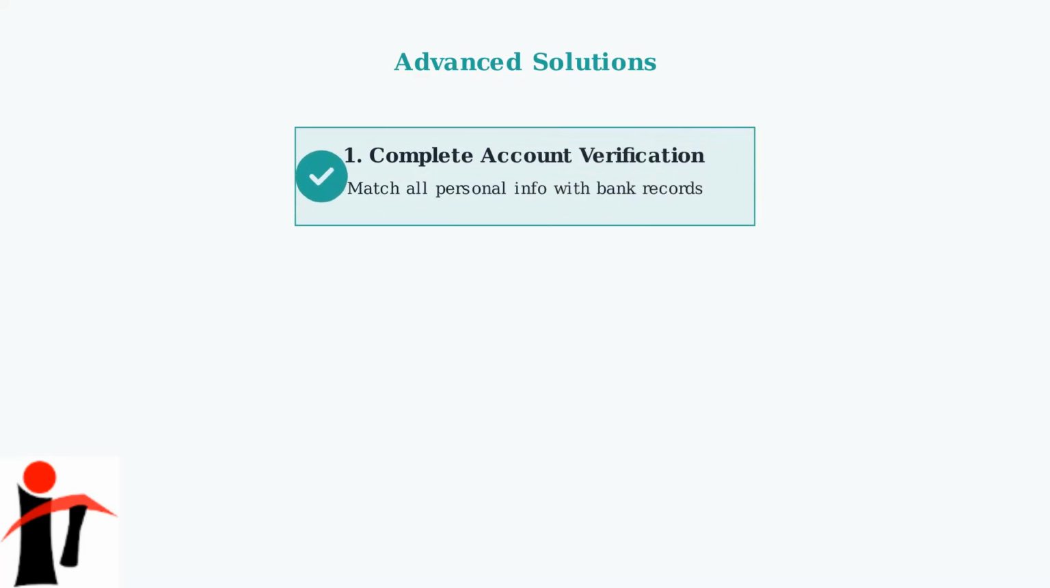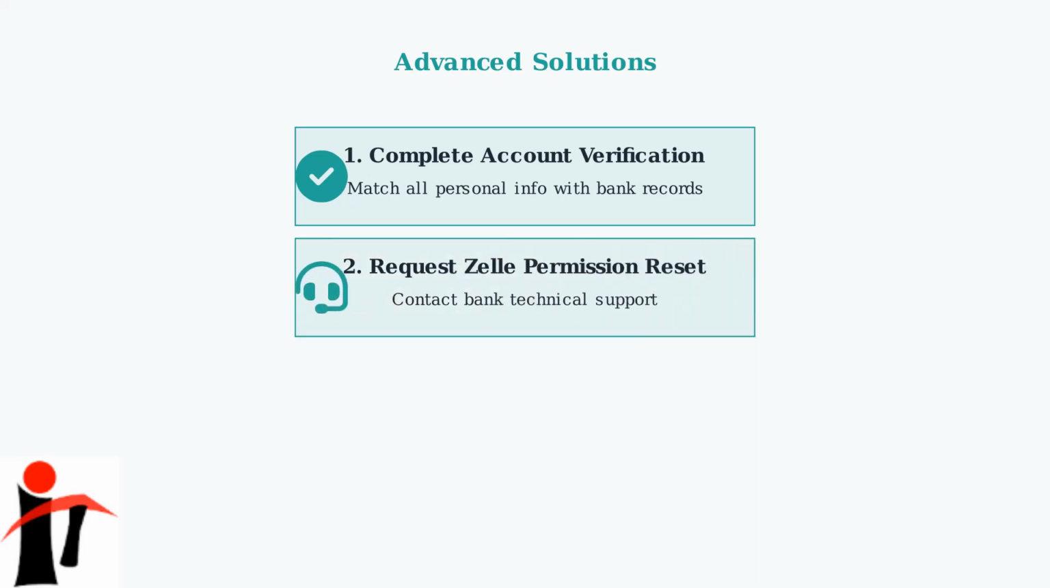When immediate fixes don't resolve the Zelle permission error, several advanced solutions can help restore your contact management capabilities. The first advanced solution is to complete your account verification. Ensure all personal information in your Zelle profile exactly matches your bank's records, including name spelling, address, and phone number. If verification doesn't work, contact your bank's technical support and specifically request a Zelle permission reset. This clears any authentication conflicts between your bank's servers and Zelle's database.